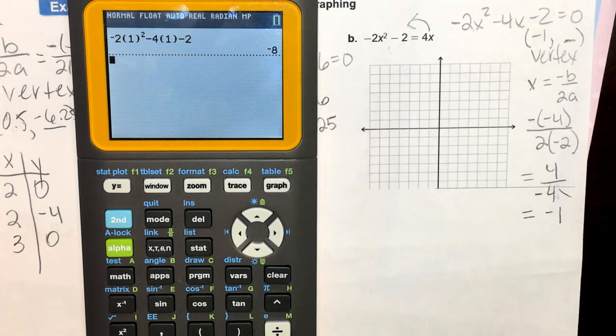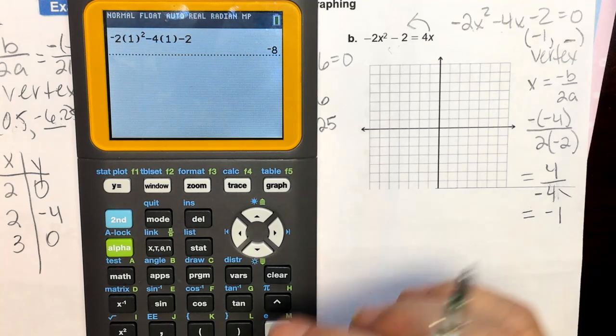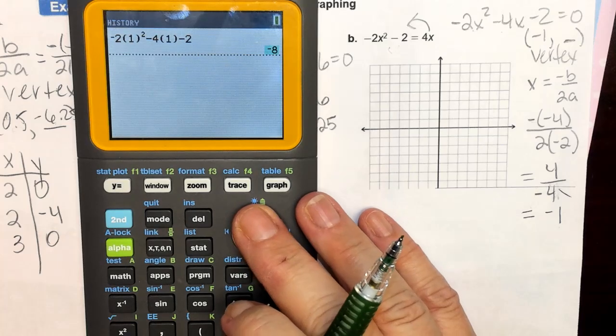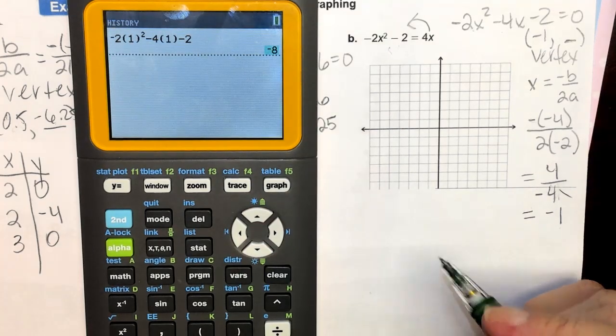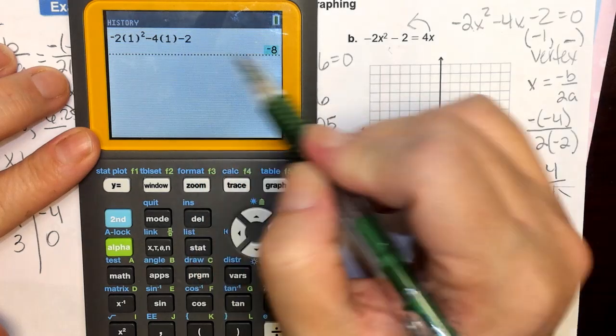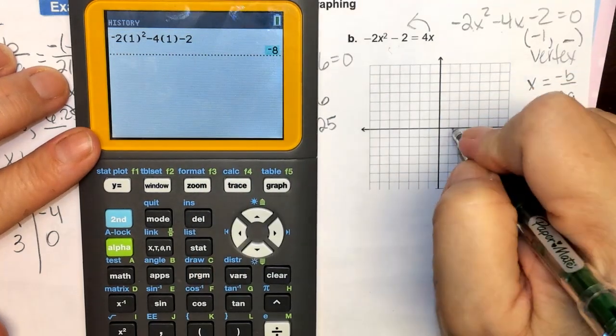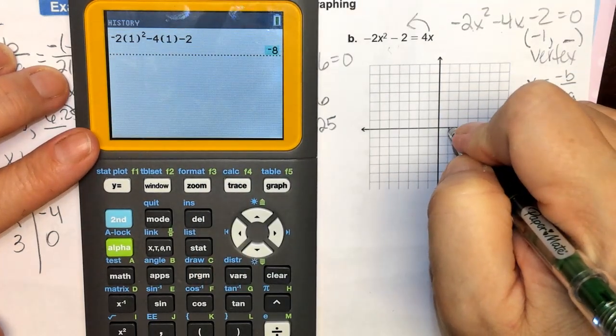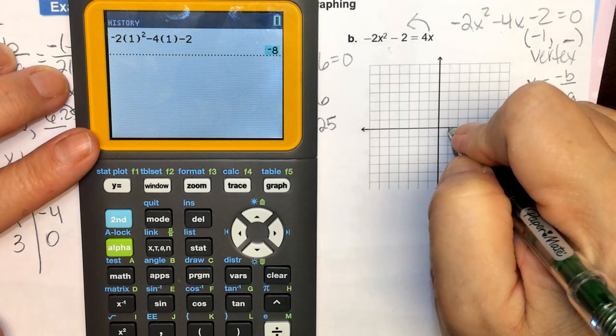Hold on, I'll be right back. So silly, I made the biggest mistake ever, or the most common mistake. Okay, so that's why I was like, oh, that just don't sound right. But guess what we do know? We do know that when x is 1, y is negative 8. So we know that point, it's just not the vertex.